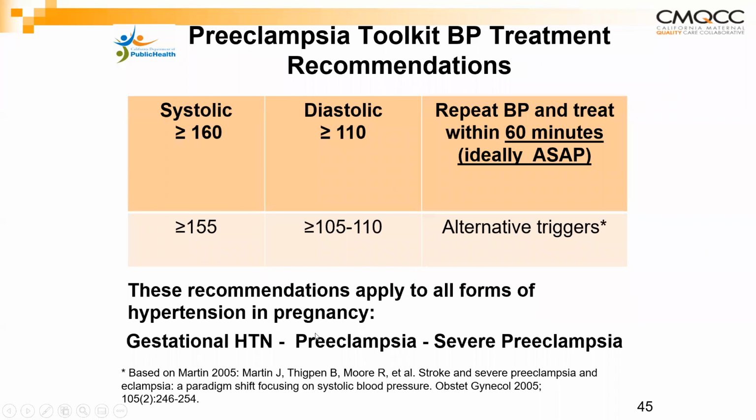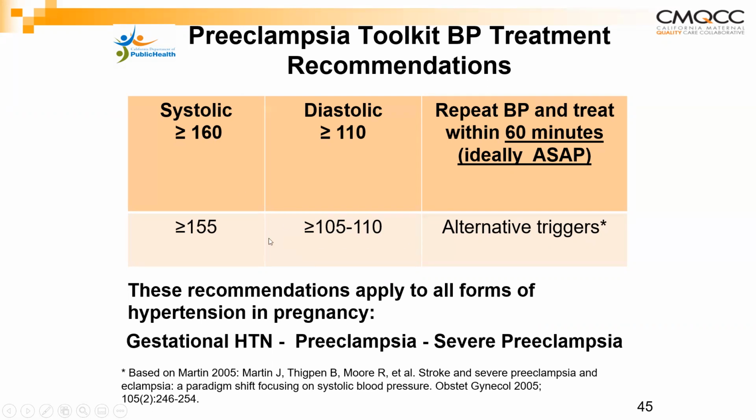So these are some of the toolkit recommendations. So I don't want to get caught up on the specifics of these ranges compared to what your textbook says. This is coming out of the CMQCC toolkit, which were recommendations, and sometimes the textbooks and even your policies, wherever you're practicing, may be a little bit different. This is just a recommendation. So any systolic blood pressure over 160 needs to be repeated. And if it's still over 160, then there needs to be some sort of treatment.